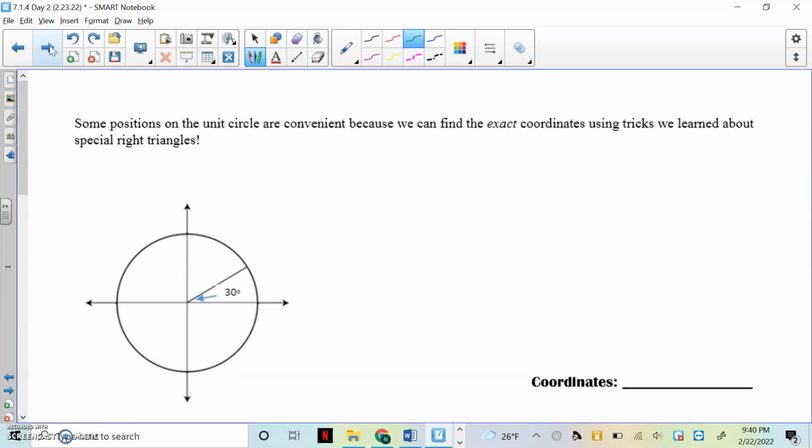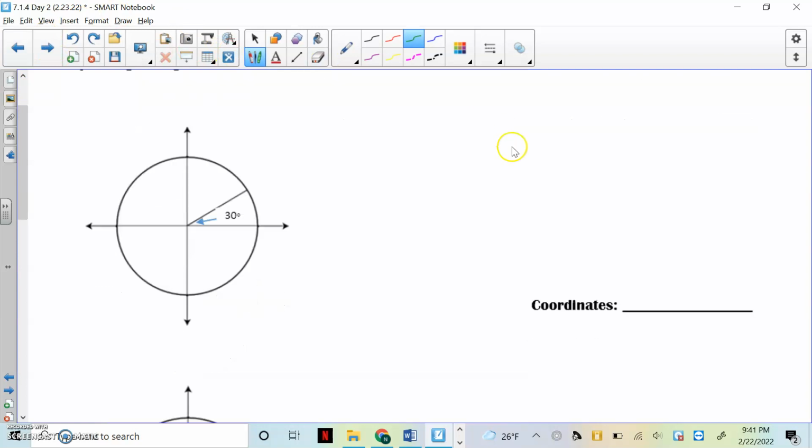So now, those are decimal coordinates, which are nice and all, but there are some particular areas on the unit circle where we can find exact coordinates, and those are going to be the ones that we're actually the most interested in. We can do that by using special right triangle properties, which is why we did a warm-up on that. So let's start with a 30-degree angle.